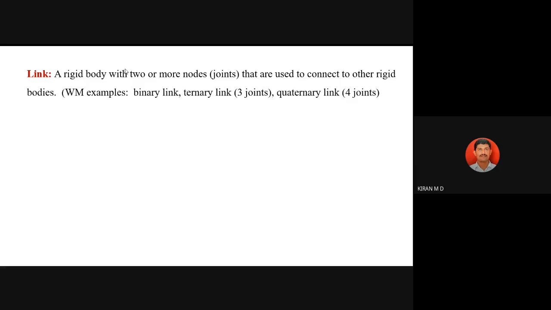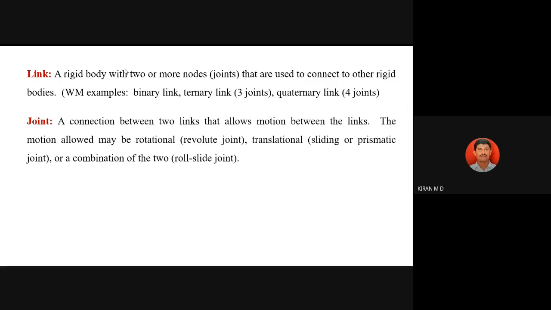We have different types of link: binary link, ternary link, quaternary link. So binary is used to connect two rigid bodies. Ternary link is used to connect three rigid bodies. Quaternary is used to connect four rigid bodies. Okay. Another thing is joint, a connection between two links that allows motion between the links. Okay. The connection of the two links we are going to call the joint.